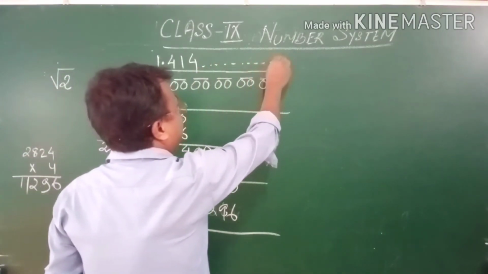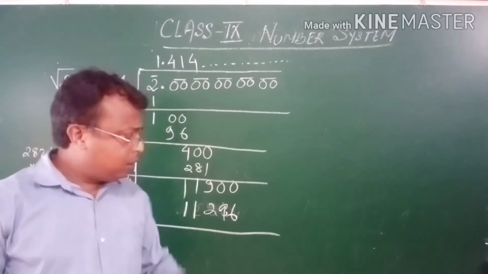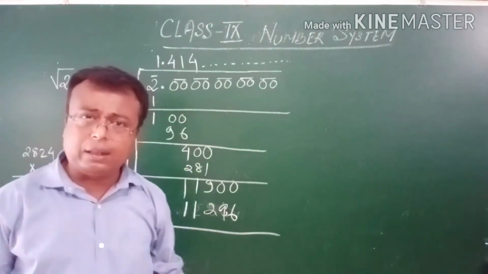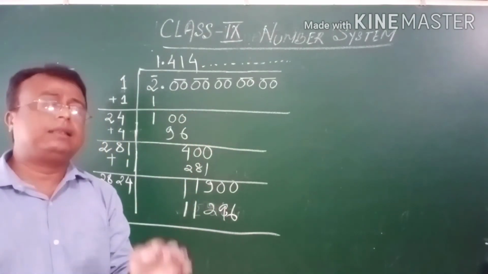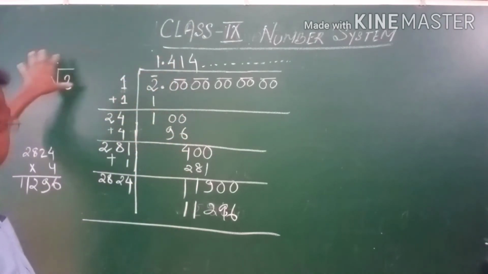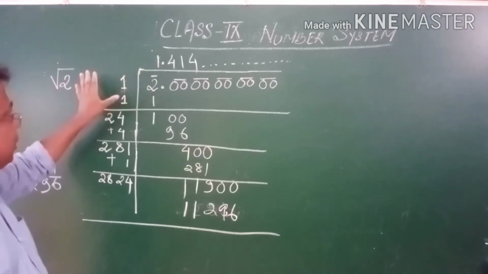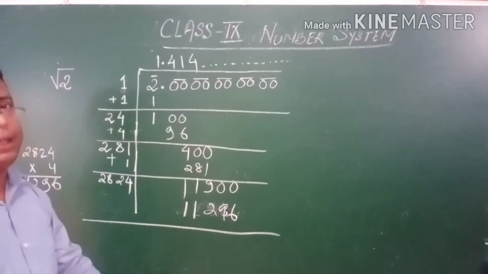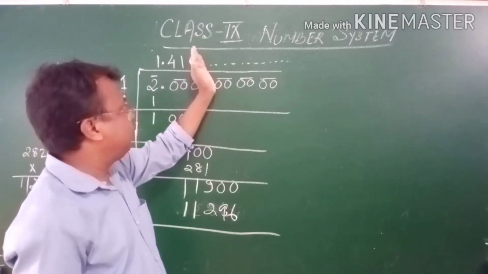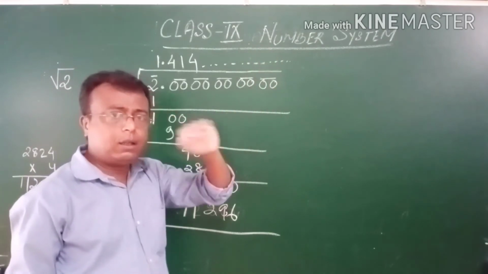And ultimately what will we get? It is a non-terminating decimal. Remember, it will never end. It will come again and again and again. It is a non-terminating decimal. Okay. Plus, it is a non-terminating repeating decimal. So when you find out the decimal expansion of this, you can stop here. It will never end. If you wish, you can find out up to 4 or 5 places of decimal. It is up to you. Can do by this one as homework.